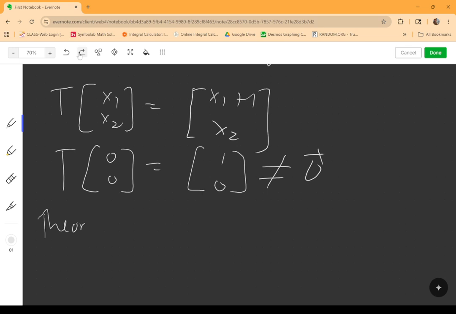Our next theorem is going to deal with linear combinations. So it has to do with linear transformations and linear combinations. What this theorem states is that a linear transformation commutes with linear combinations. That means that a linear combination in the vector space U becomes a linear combination through the transformation in the vector space V.